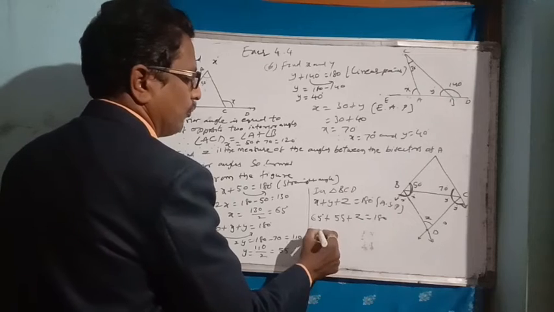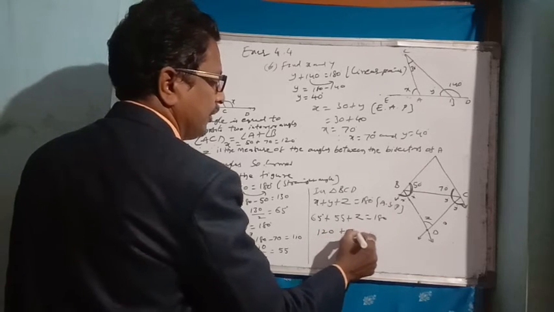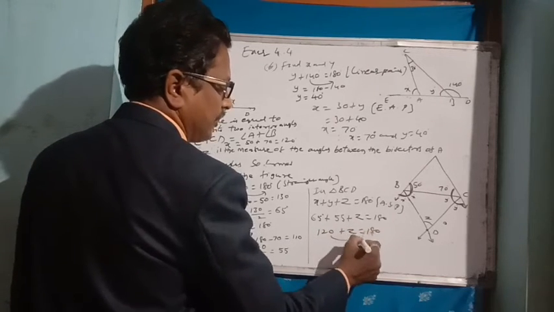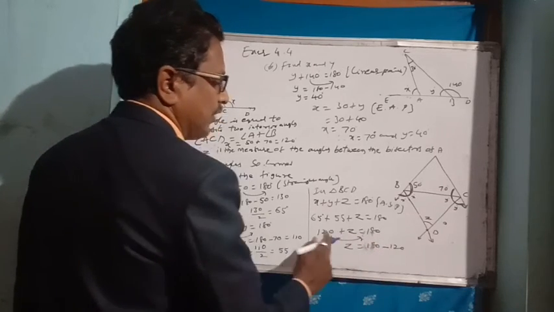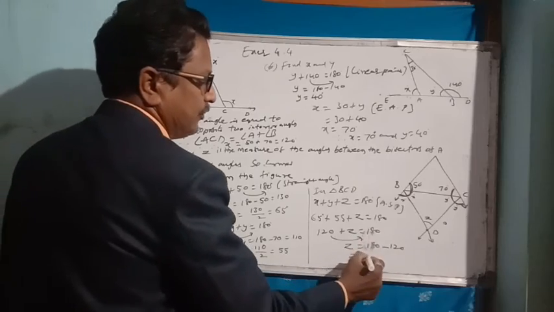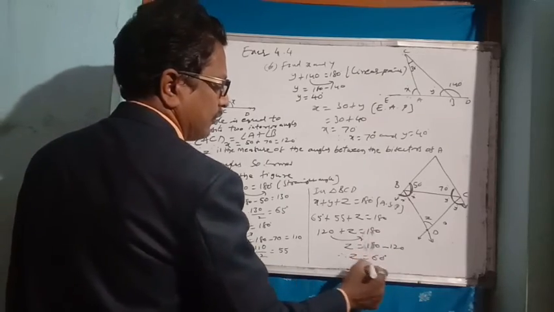55 plus 65 is equal to 120. 120 plus Z is equal to 180. 120 goes to the right side. Z is equal to 180 minus 120, plus quantity becomes minus quantity. Z is equal to 60 degrees. That is what we had to find.